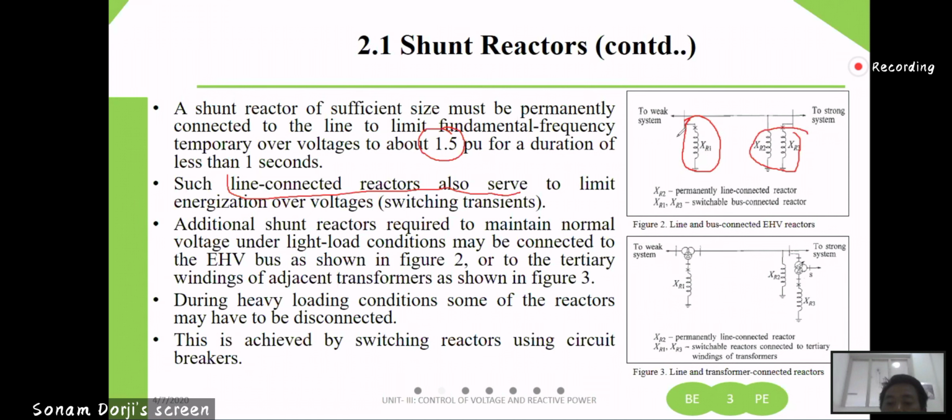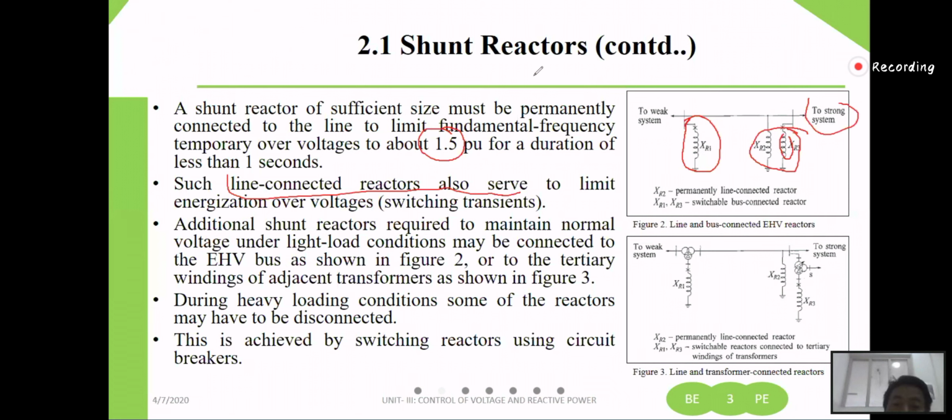Okay, so now normally in a weak system, towards the source we will connect permanent line connected reactors, and then towards the stronger system, because we have to supply from the different generating units, right? So now on the stronger side we will normally use the reactor, but it can be a switchable one. Okay, bus connected reactors, which means when it is not required we will switch off, when it is required we switch on. But for the weak system it will normally be permanently connected because it is not able to cope up with the stronger system.